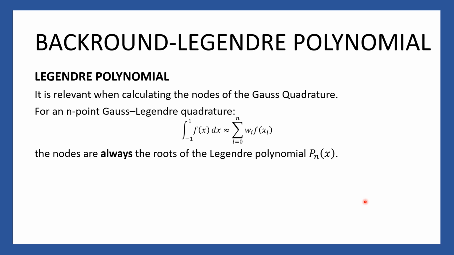Now we come to the Legendre polynomial. This polynomial is relevant when calculating the nodes of the Gauss quadrature. So it's related to the Gauss quadrature. And for an endpoint Gauss-Legendre quadrature, the nodes are always the roots of the Legendre polynomial. What this means is that in generating the formula for the Gauss quadrature, we need nodes and we need weights. To calculate these nodes, we use the Legendre polynomial, and the relationship between the Legendre polynomial and the Gauss quadrature is that the roots of the Legendre polynomial are the nodes of the Gauss quadrature, which are these xi's that we see in this equation.